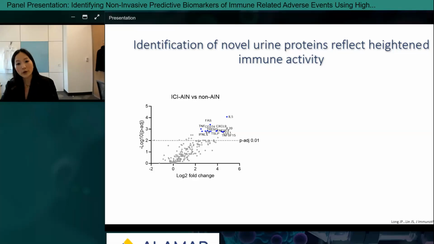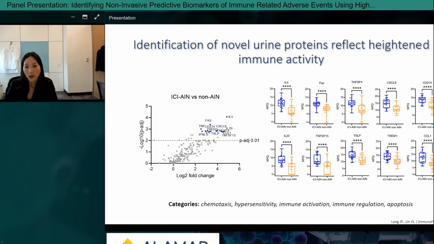We looked at only those proteins that were statistically significant with an adjusted p-value of less than 0.01, an area under the curve, or an AUC, of greater than 0.8 for being able to differentiate ICI-AIN from non-AIN, as well as those proteins that had a large difference in their fold change, so greater than 8. We ended up identifying 10 key analytes.